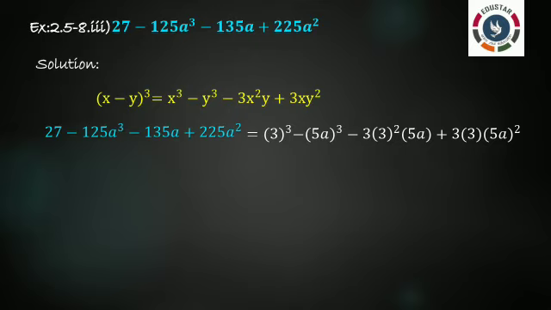And our next step will be what? (3 minus 5a) the whole cube. Why? Because here your x value is 3 and your y value is 5a, which can further be written as (3 minus 5a) into (3 minus 5a) into (3 minus 5a). So we have factorized the given algebraic expression. Since the terms are negative, we have used the seventh identity. In case the terms are positive, you have to use the sixth identity. Now let's move to the next sum.